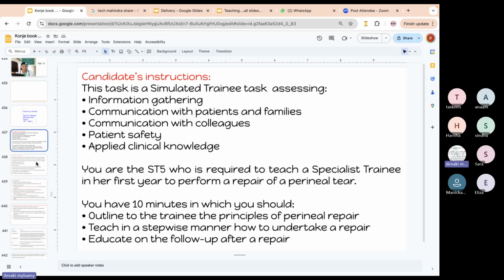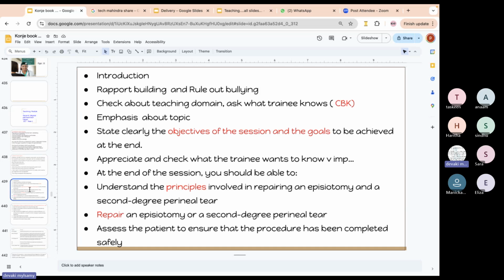Anybody else wanted to ask anything? Okay. Wonderfully done, Dr. Taskin, as always. My answer key is also involving the same thing: introduction, rapport building, rule out bullying, checking teaching domain. So what I know, you asked me, and what are the objectives of the session, so goals and objectives basically. Here I wanted to know about type of tear and repair.